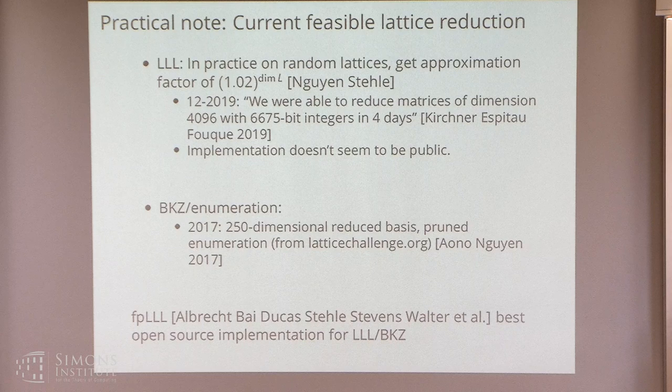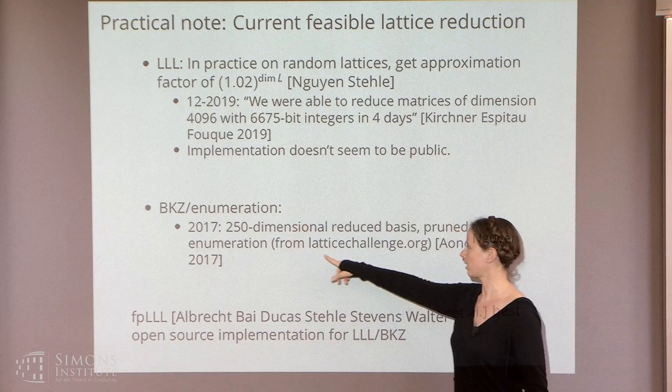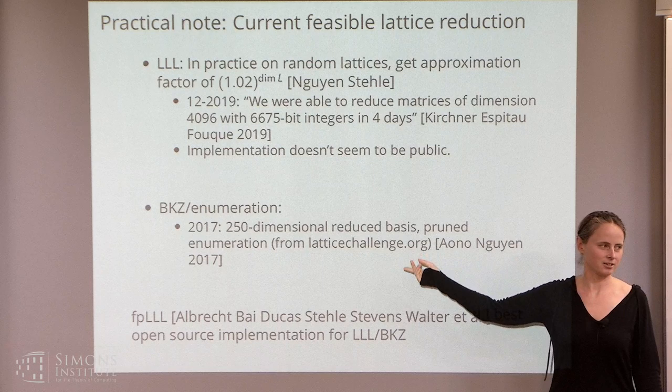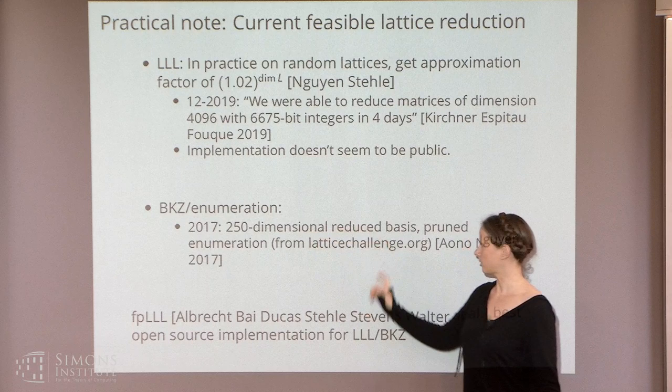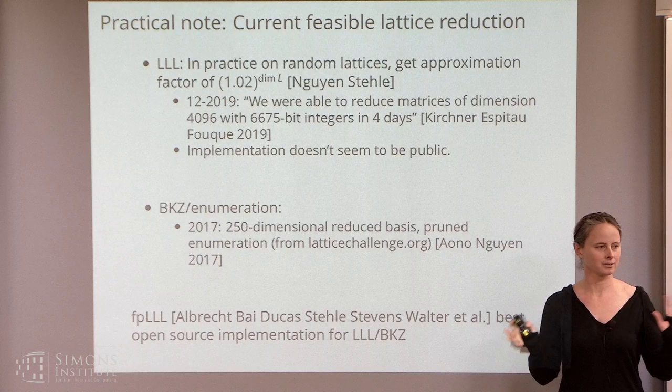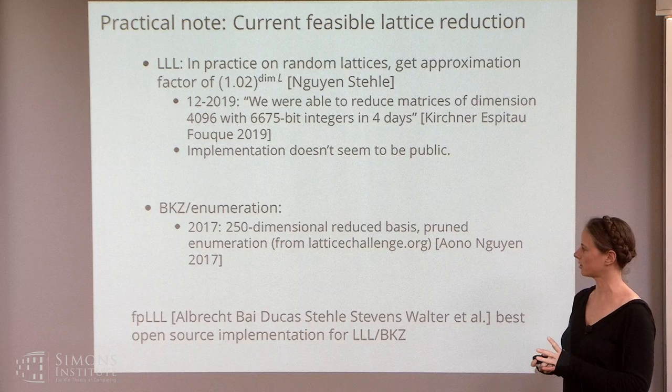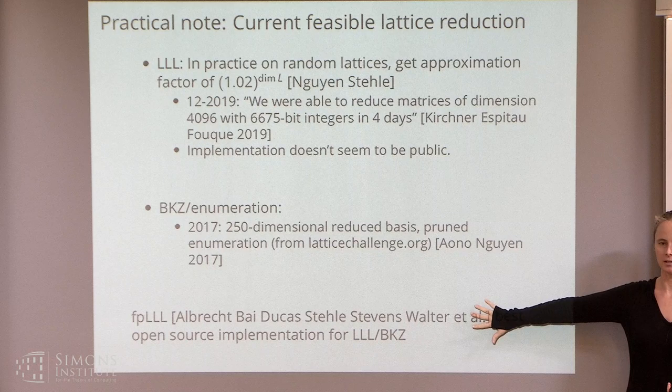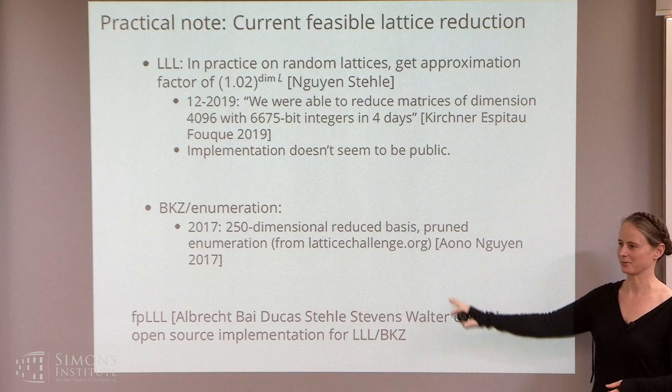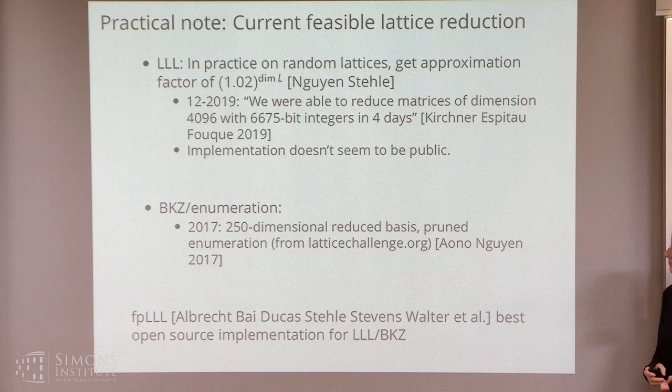We heard a lot about BKZ and enumeration in the last talk also, so I just grabbed the largest result that I could find from latticechallenge.org, and they were doing 250-dimensional BKZ and pruning, so that's roughly where we're at in terms of approaching exact shortest vectors. And of course, if you actually want to run this stuff, the implementation to use is FPLLL, where many of the authors are in this room. So I put some of the people who are in this room that I can see on the GitHub repo on the slide. So that's the practical note.